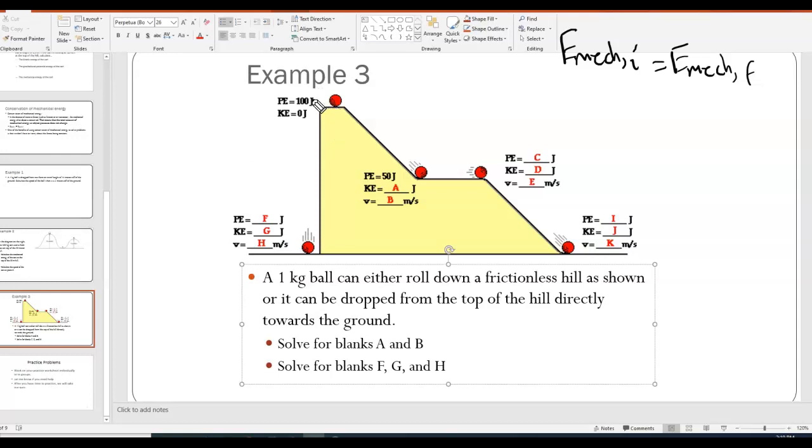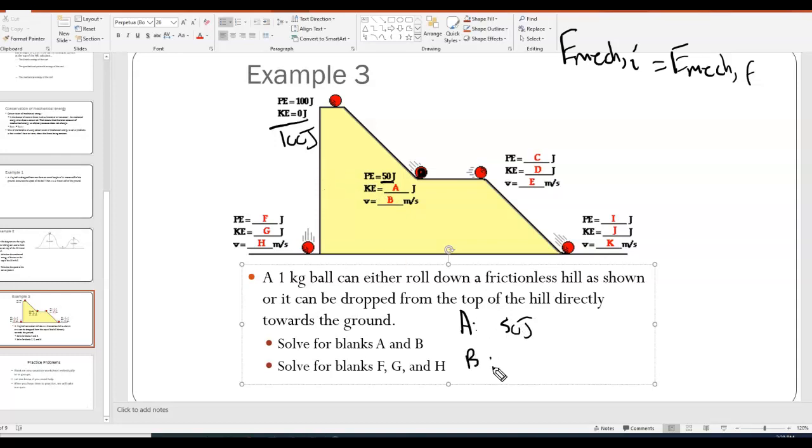So look at the top of the hill. We start with 100 joules of potential energy plus 0 joules of kinetic energy. So that means the mechanical energy at the top is 100 plus 0, which is 100 joules. Because mechanical energy is conserved, guess what? That number never changes. So that means when the ball goes down to here, look at what it says. It has 50 joules of potential energy, but we know overall it has to have 100 joules of mechanical energy. So if it has 50 joules of potential energy, that means at A, it must have 50 joules of kinetic energy, because 50 plus 50 makes 100.